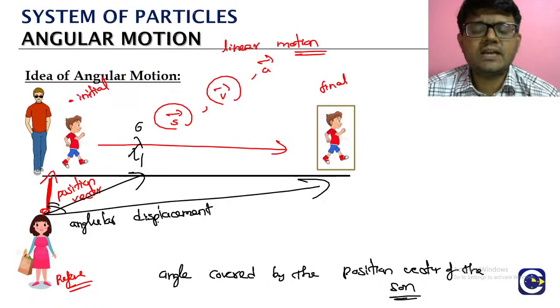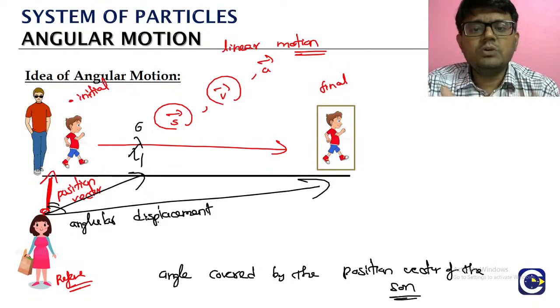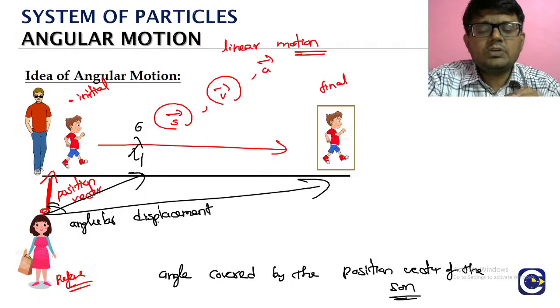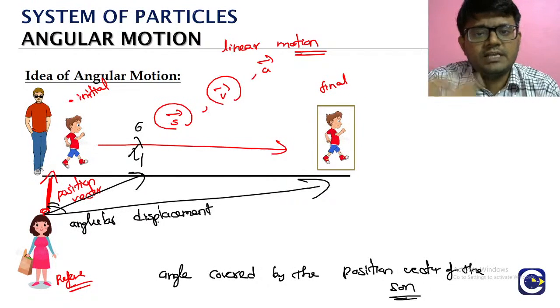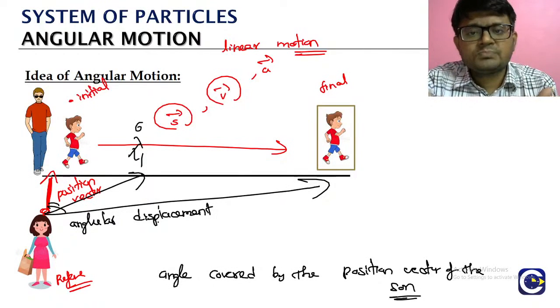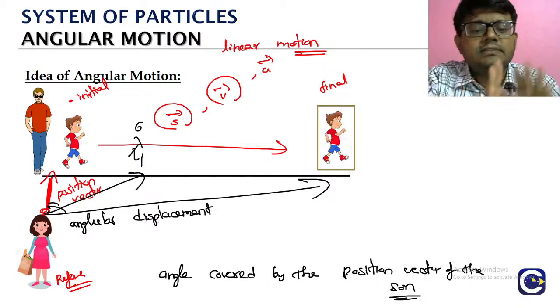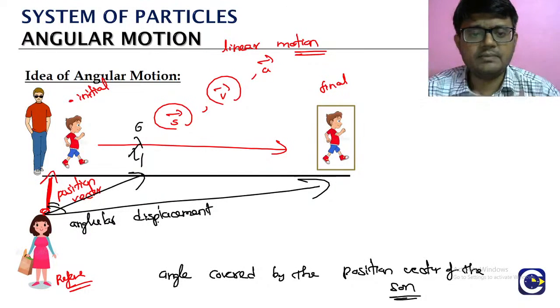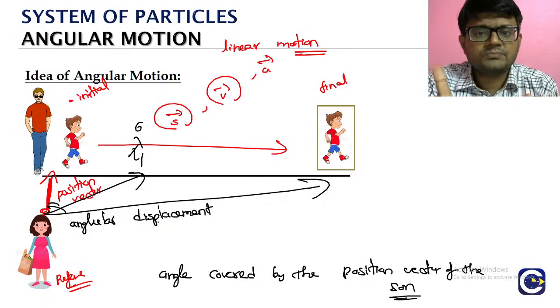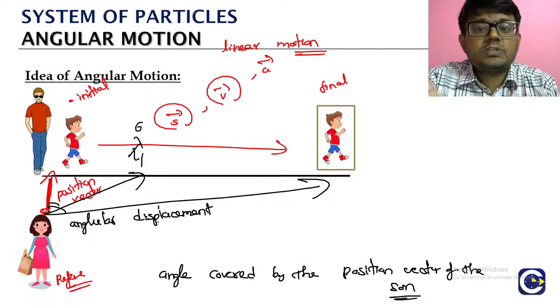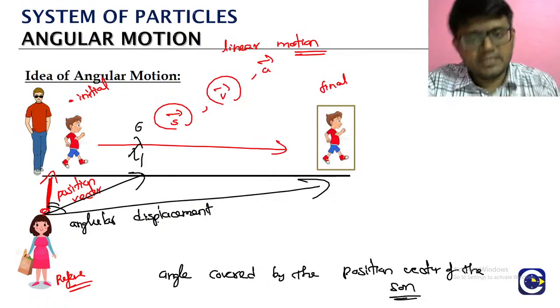So what is angular motion study? For normal linear motion, we measure the motion using displacement, velocity and acceleration. If we study the motion by measuring the angle, that is what we call angular motion. This is the general discussion of angular motion. Whenever there is a movement, we can study the motion by using the angle covered.